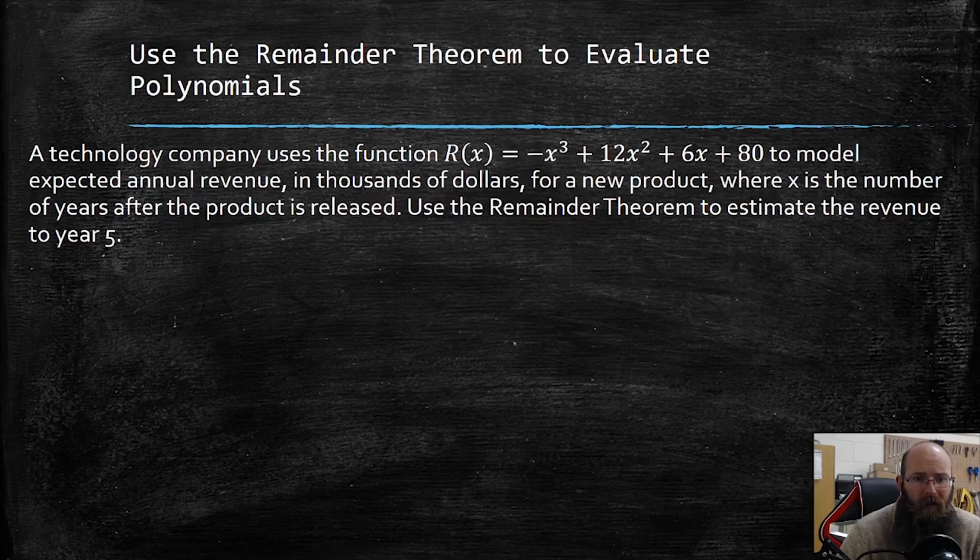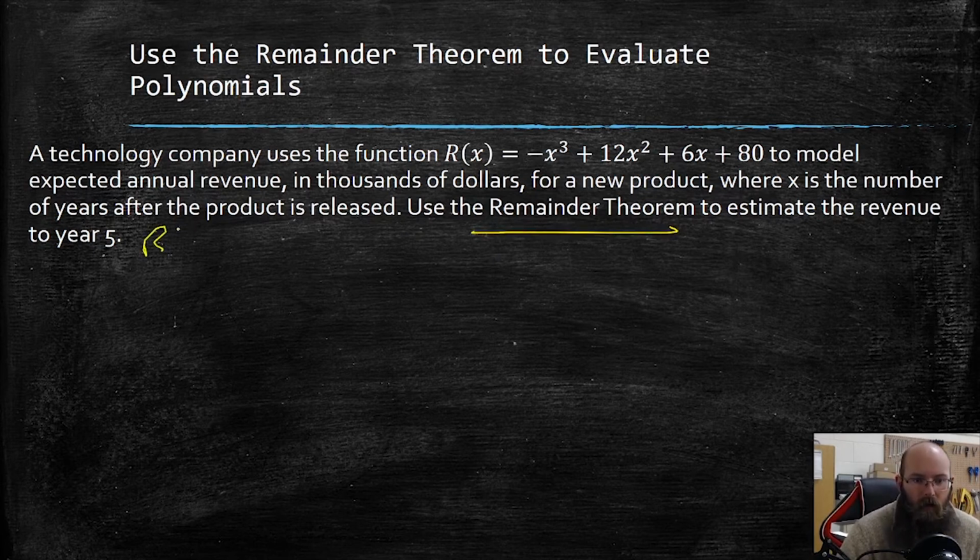Alrighty, folks, so a technology company is using the function right there to model expected annual revenue in thousands of dollars for a new product, where x is the number of years after the product has been released. So if x is 10, it's 10 years after it's been released. Use the remainder theorem to estimate the revenue to year 5. There's a couple of ways I could do this. Let's ignore the remainder theorem part right now, and let's talk instead about how I could solve this.